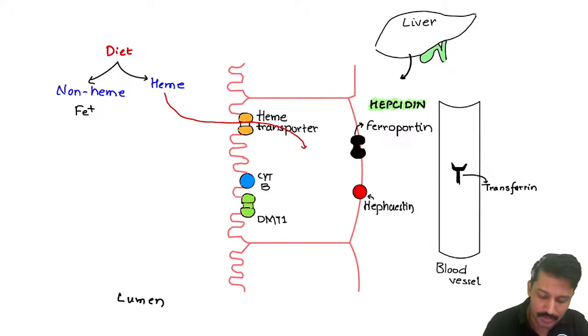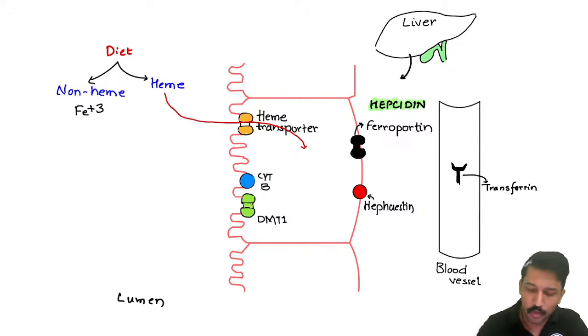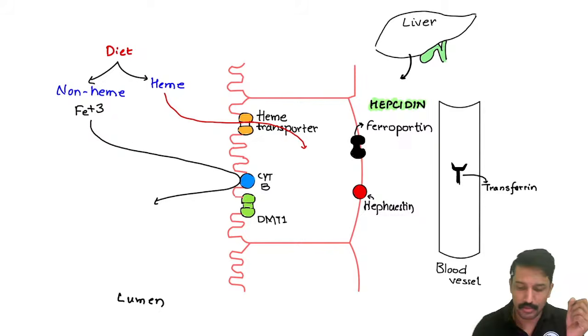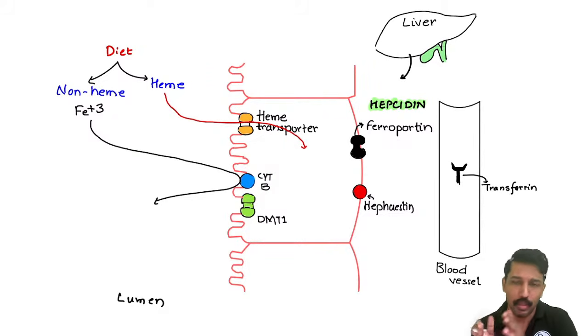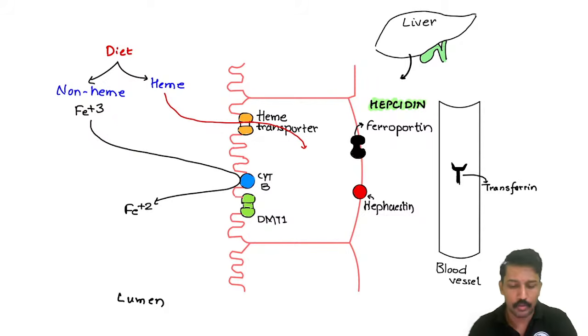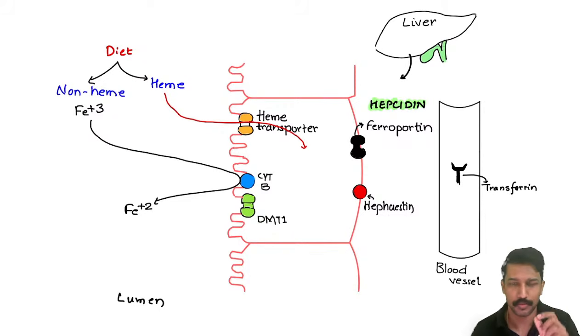form, that is Fe+3. The ferric form of iron cannot be absorbed. So first I have to convert it to ferrous form and then absorb it. How will I convert this to ferrous form? We have an enzyme called ferric reductase, expressed with cytochrome B on the brush border epithelium. This ferric reductase will convert the iron into ferrous form, and the ferrous form can be easily absorbed because for ferrous iron absorption we have a dedicated transporter.